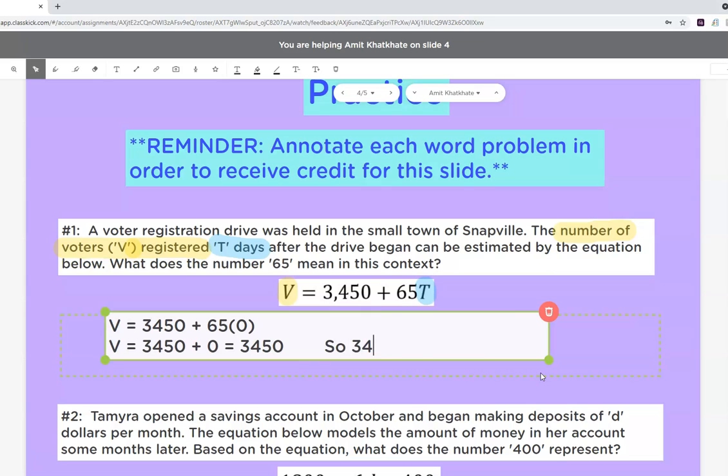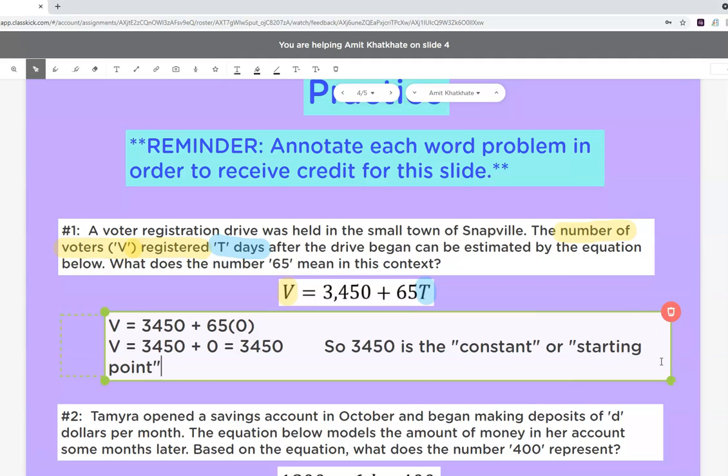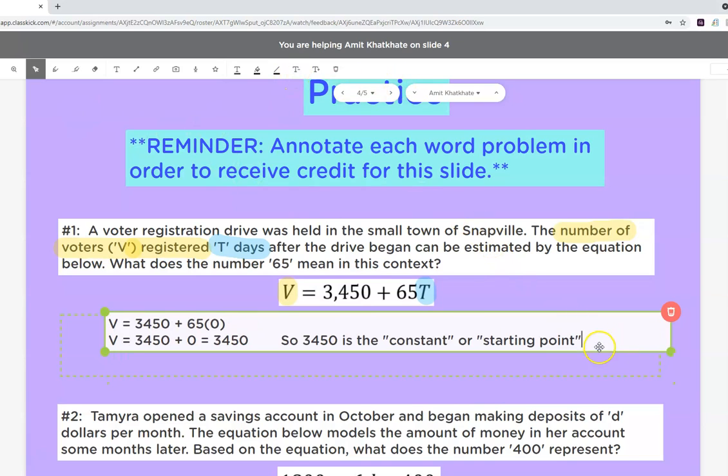So 3,450 is the constant or starting point. Okay, and then now I want to look at the 65 and the T. We know what the T is because it already is given to us. That's why I highlighted it in blue. It's the number of days after the drive began.